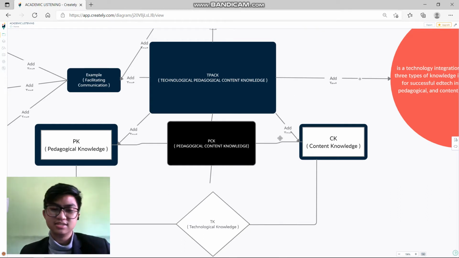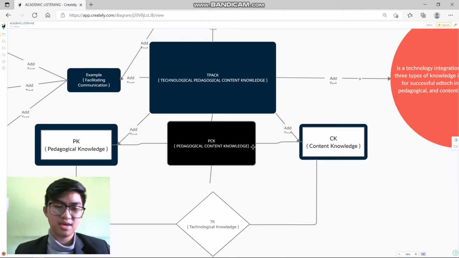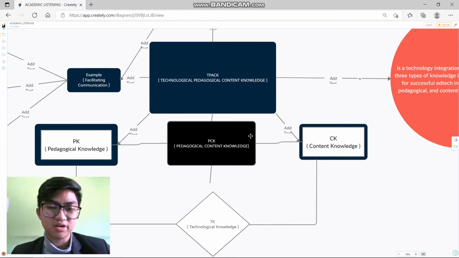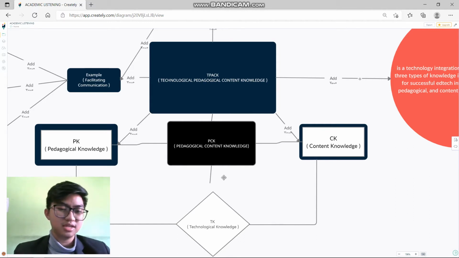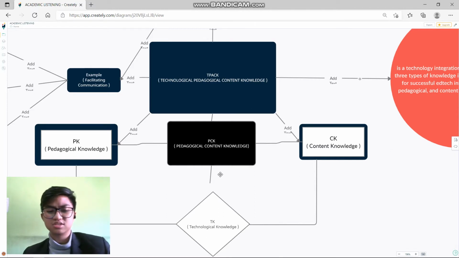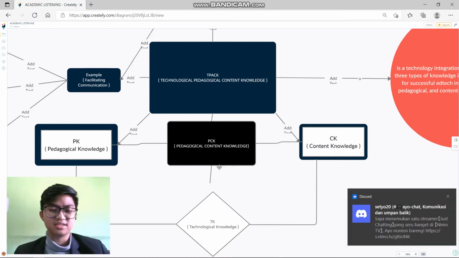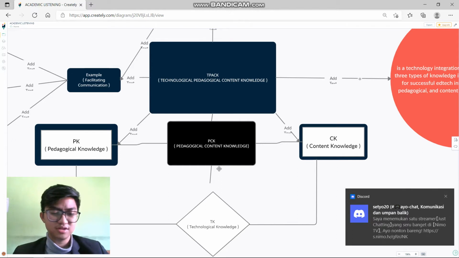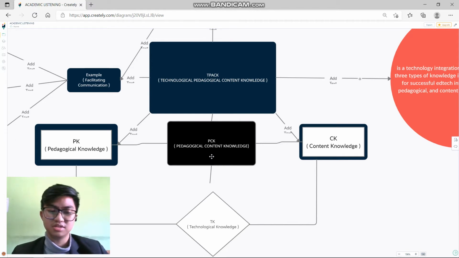Okay, next is PCK or pedagogical content knowledge. That is teacher knowledge consisting of an integration of their pedagogical knowledge and their subject matter knowledge.